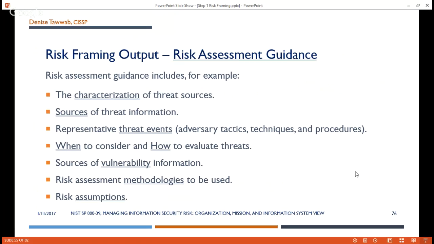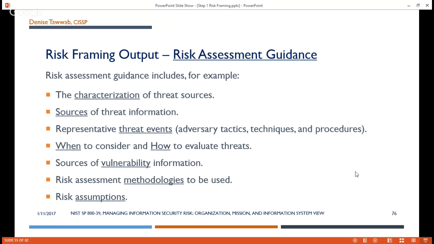So, the risk assessment guidance, let's talk about that. The risk assessment guidance includes, for example, the characterization of threat sources. What's threatening your organization? The sources of your threat information. Where are you getting the sources of your threat information? Are you just listening to what's happening on the news? Are you in an industry group? Where is your threat source information coming from? Next, representative threat events, the different tactics, techniques, and procedures that your organization might face coming against your business, when to consider and how to evaluate threats.